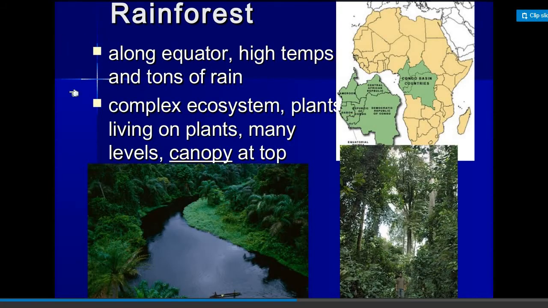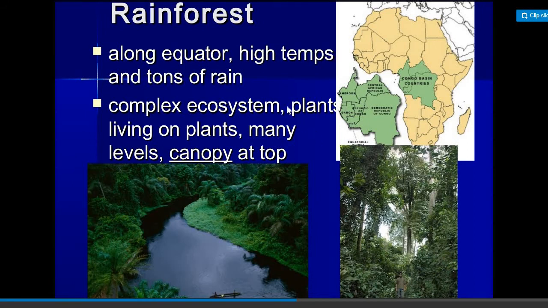Okay, so if we move on to the next slide, looking at the rainforest. As I said, along the equator there's very high temperatures and tons of rain, so that means that there's a lot of rain. And then we can see that we have complex ecosystems, plants living on top of plants, many levels, as well as a canopy at the top. So what they're referring to, the canopy, these are, if you look at the trees, right at the top, and over here this would be referred to as a canopy. It's usually where monkeys sit and they stay there for safety, because on the ground they could be hunted by animals or snakes, etc.